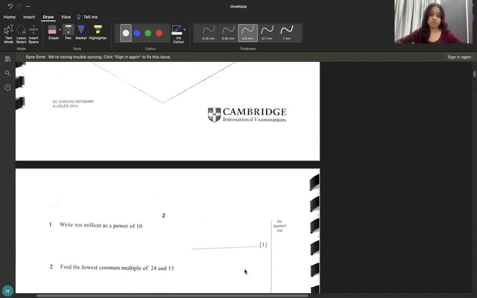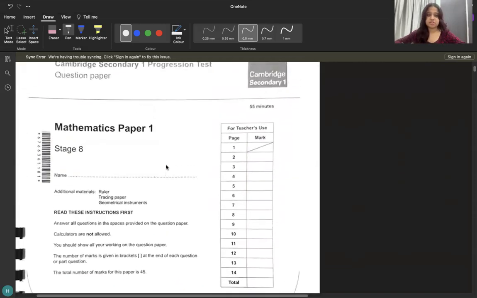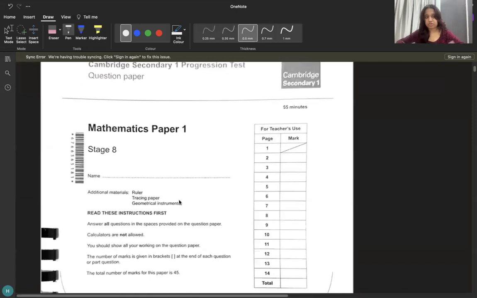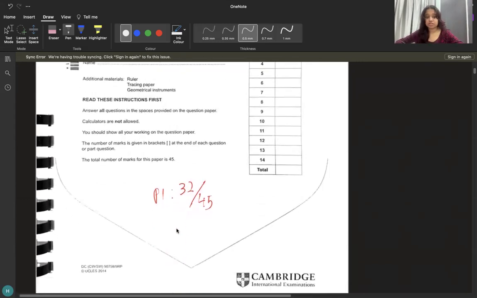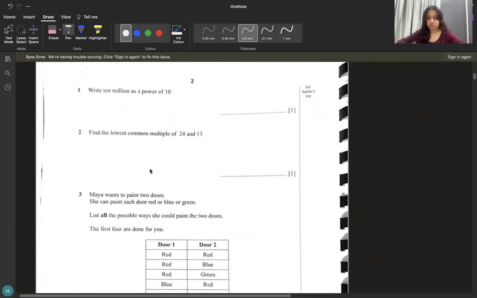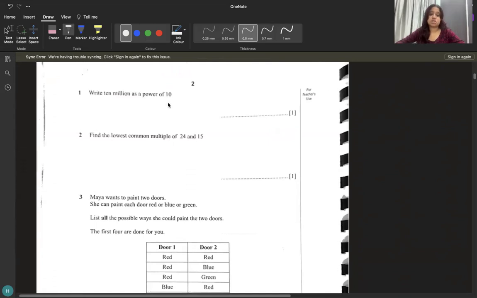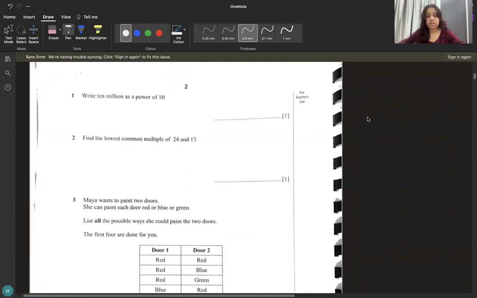Okay, so today we are going to be discussing this. It's one of the materials that I've used for my other students. This is the Cambridge progression test for Year 8 students. It's the 2014 paper.